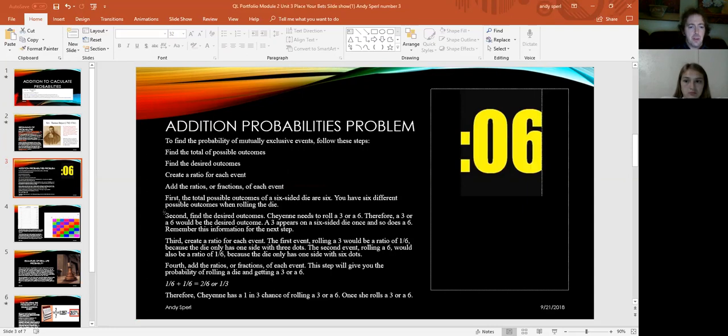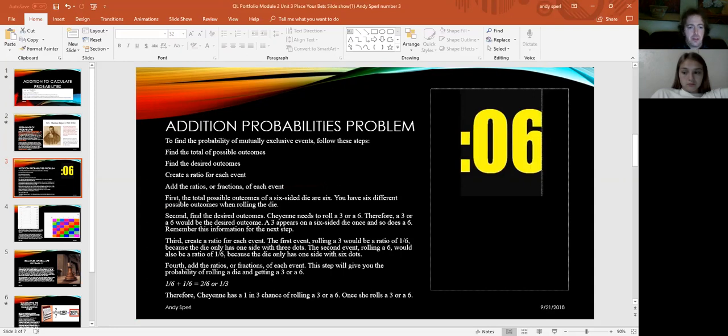So first, we're going to find the total possible outcomes of a six-sided die, which is 6. You have 6 different possible outcomes when rolling the die. Second, you find the desired outcomes. Cheyenne here needs to roll a 3 or 6. Therefore, a 3 or 6 would be the desired outcome. A 3 appears on a six-sided die once, and so does a 6. Remember this information for your next step.